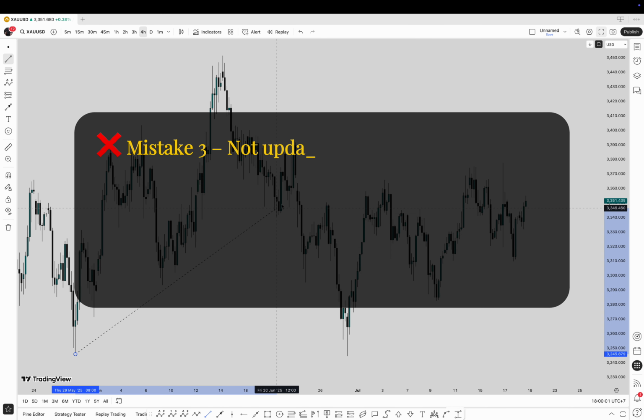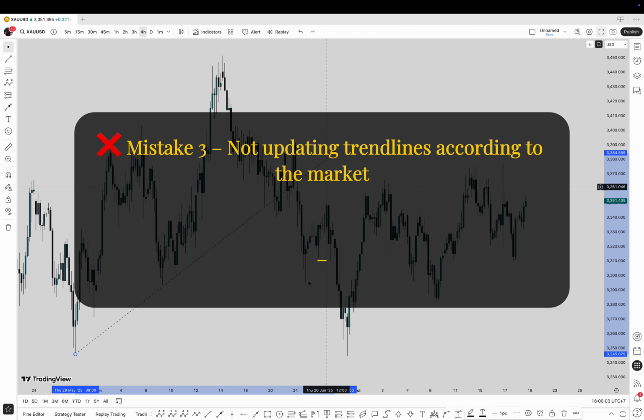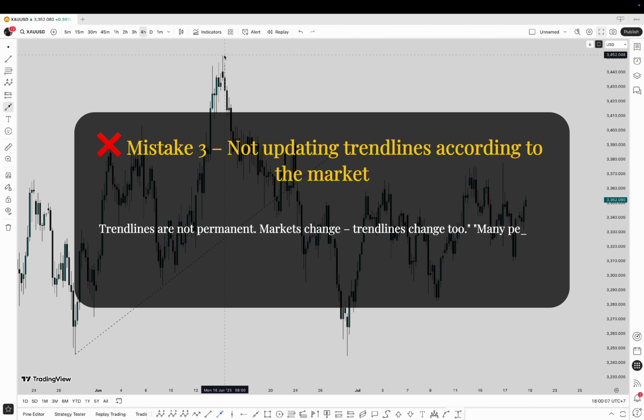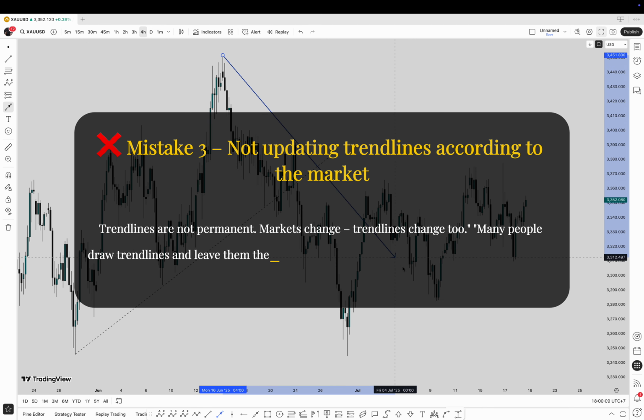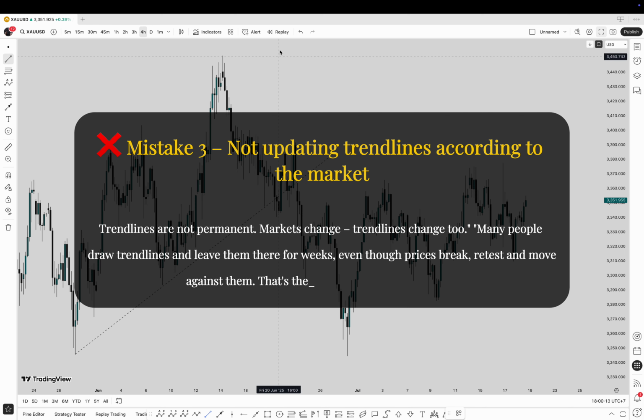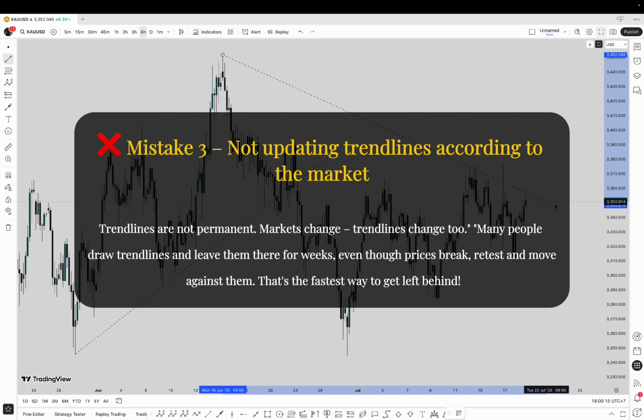Mistake 3. Not updating trend lines according to the market. Trend lines are not permanent. Markets change, trend lines change too. Many people draw trend lines and leave them there for weeks, even though prices break, retest and move against them. That's the fastest way to get left behind.